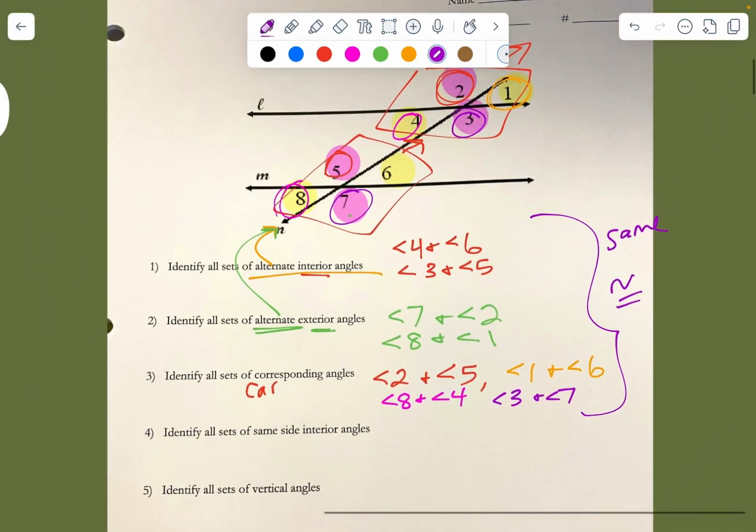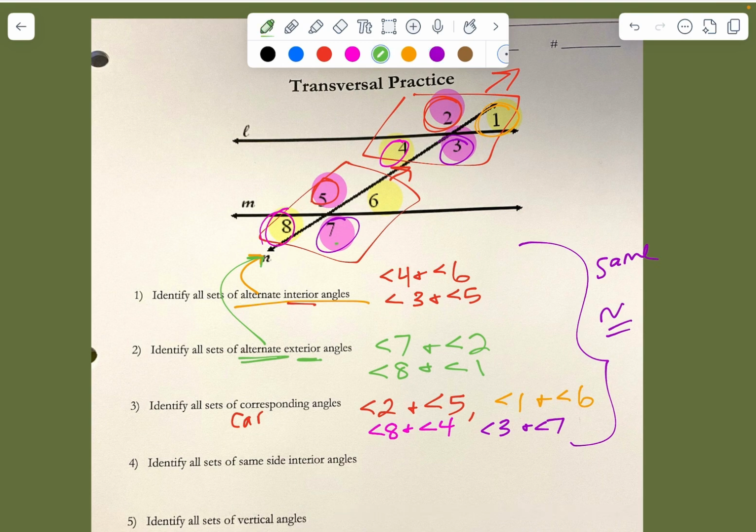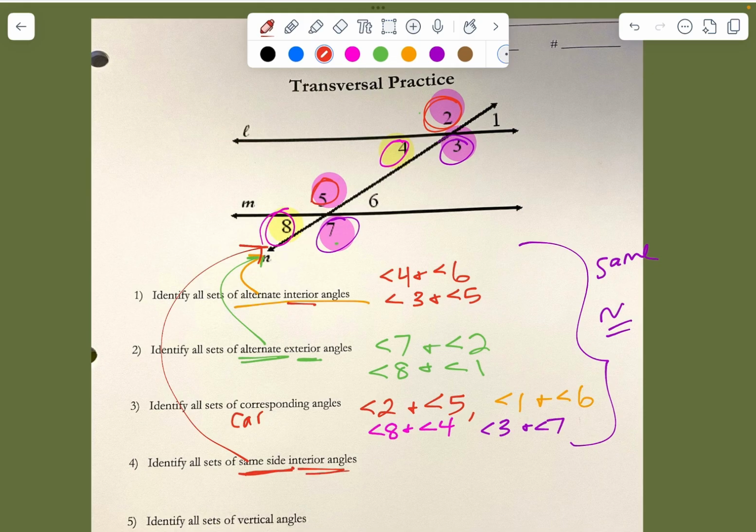For the next set, we are going to be talking about same side interior. For same side interior, it's going to be the same side of that transversal. Interior, again, means inside the parallel lines, so inside that red box. So same side, if I pick 4, who is on the same side of the transversal and inside the red box, it's going to be angle 5. Those are not the same, they are supplementary, which means that they add up to 180 degrees.